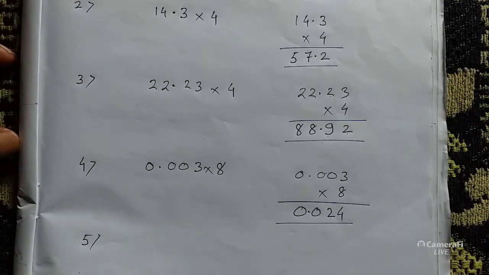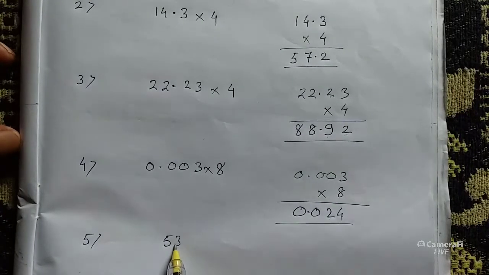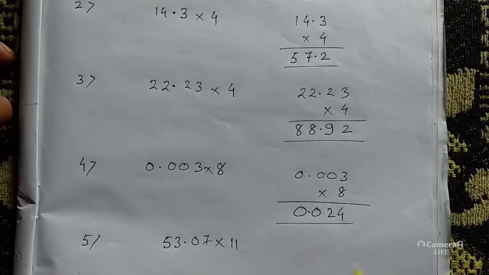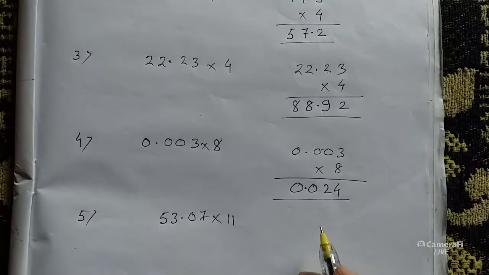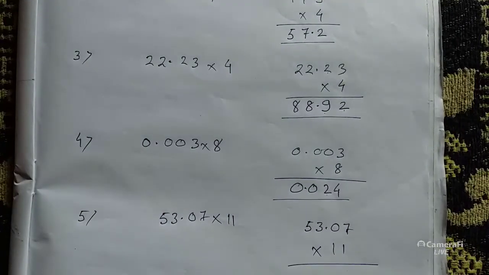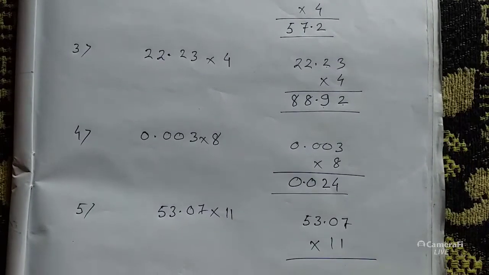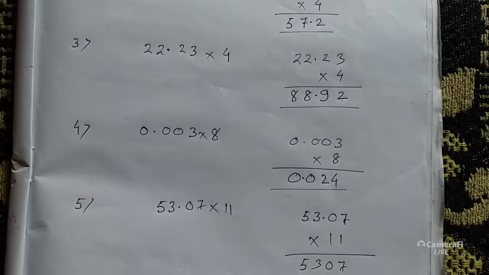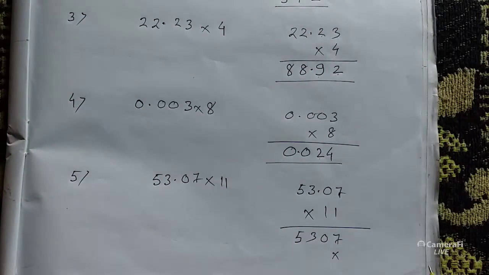Number 5. Suppose 53.07 we have to multiply by 11. So arrange it. 53.07 and 11. So first we multiply 5307 by 11. 1 times 7 is 7, 1 times 0 is 0, 1 times 3 is 3, 1 times 5 is 5. Here is a 2 digit number, so we have to go for one more step. Give a cross sign. 1 times 7 is 7 here, 1 times 0 is 0, 1 times 3 is 3, 1 times 5 is 5.